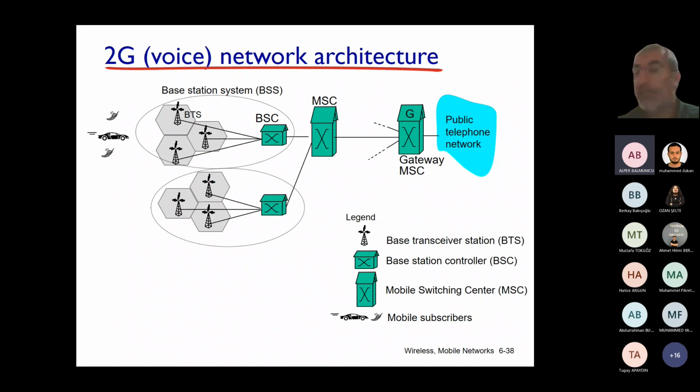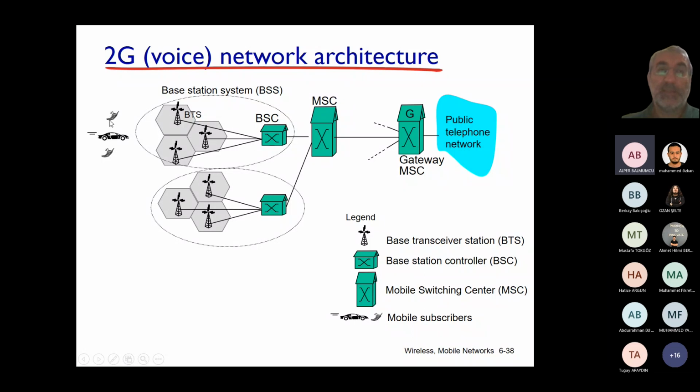This cellular network, as you know, started with 2G GSM, and it was initially intended only for voice communication. So in the 1990s, our cell phones only worked for voice communication. You could talk over the phone, that's it. There was no internet connection, no data connection. So that's why the architecture was given as follows.